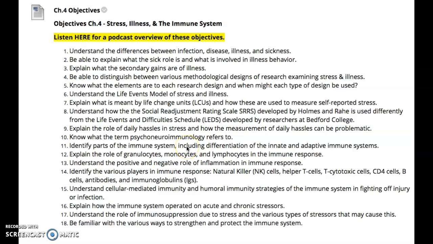Know what the term psychoneuroimmunology refers to. We're going to be spending the rest of the chapter on psychoneuroimmunology, which is basically the intersection between psychology, our mental health, our neural system that you just learned about. We learned about the nervous system, how neurons communicate, and then our immune system, the immunology segment of that.